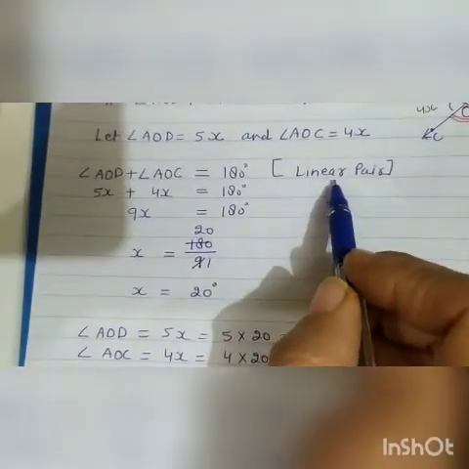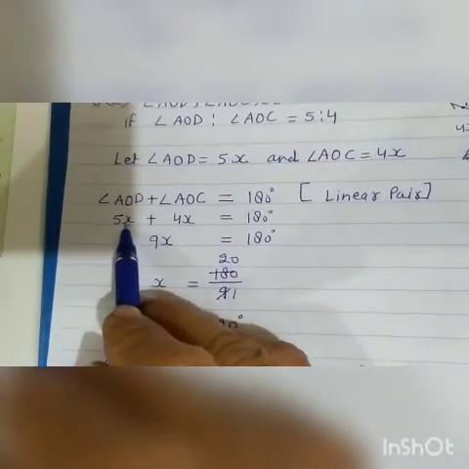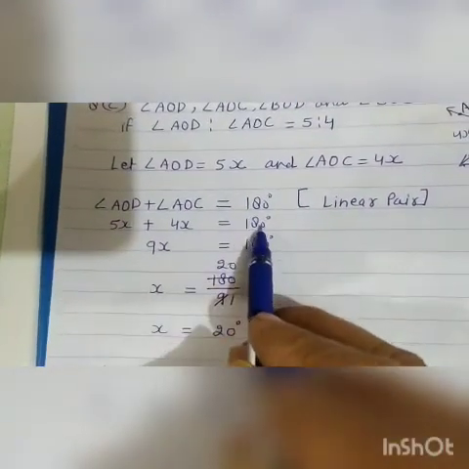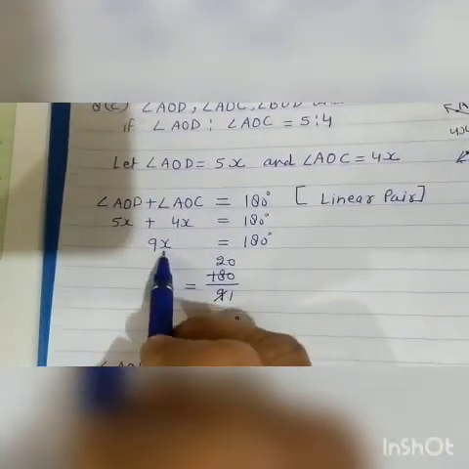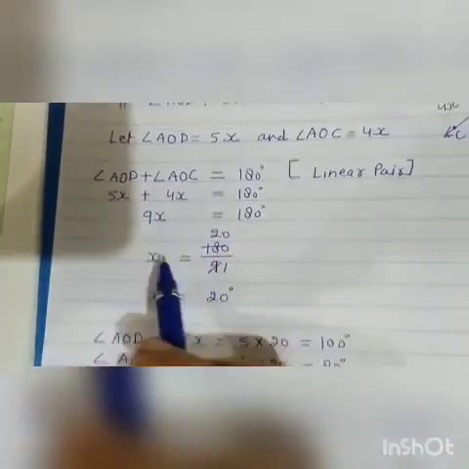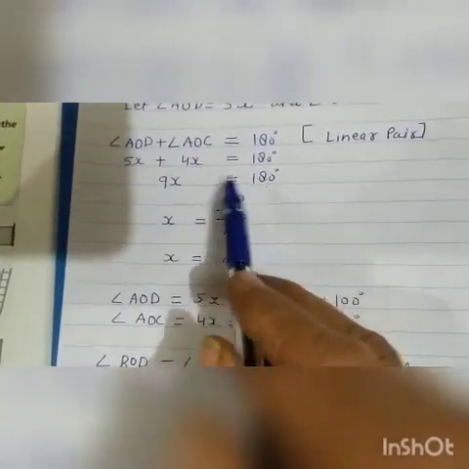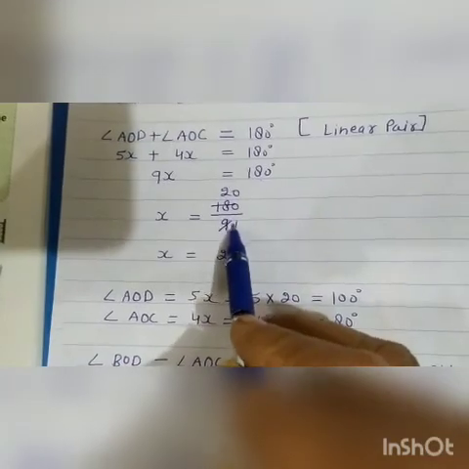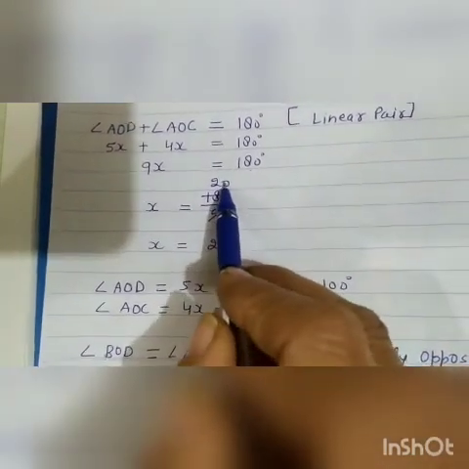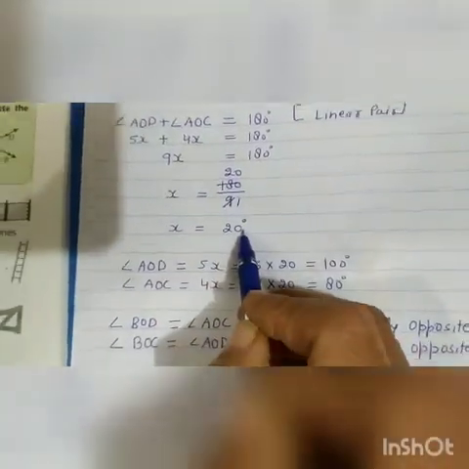Again, what is the reason? Linear pair. So 5x plus 4x is equal to 180. 5 plus 4, 9x is equal to 180. Now x is equal to 180 upon 9. 9 ones are 9, 9 twos are 18, 0. x is equal to 20 degrees.